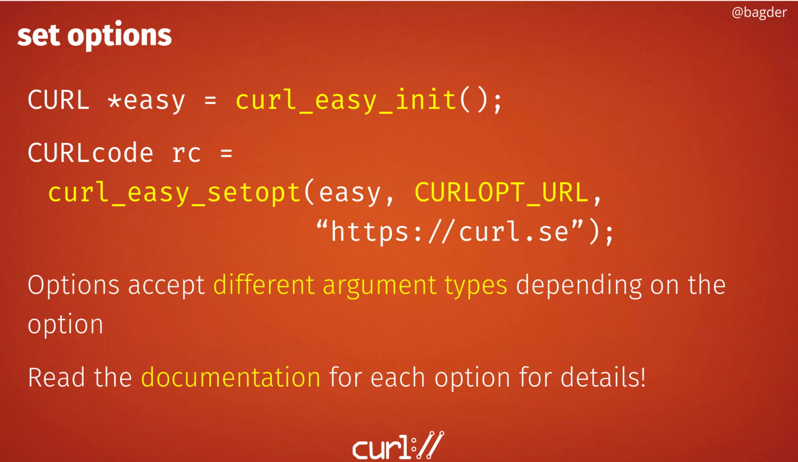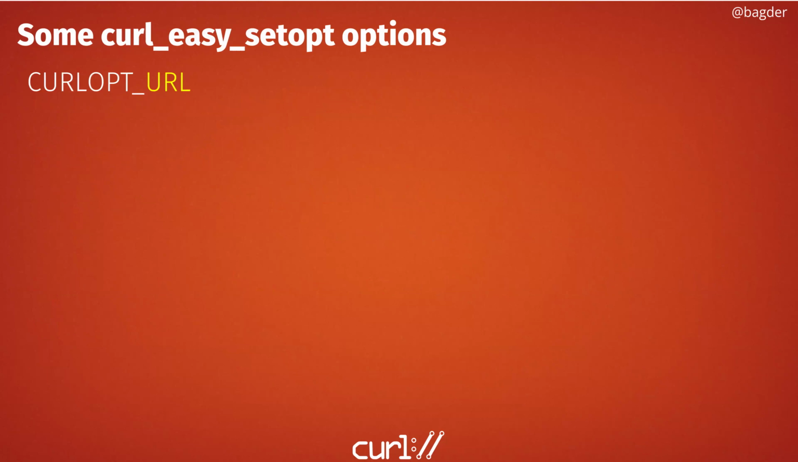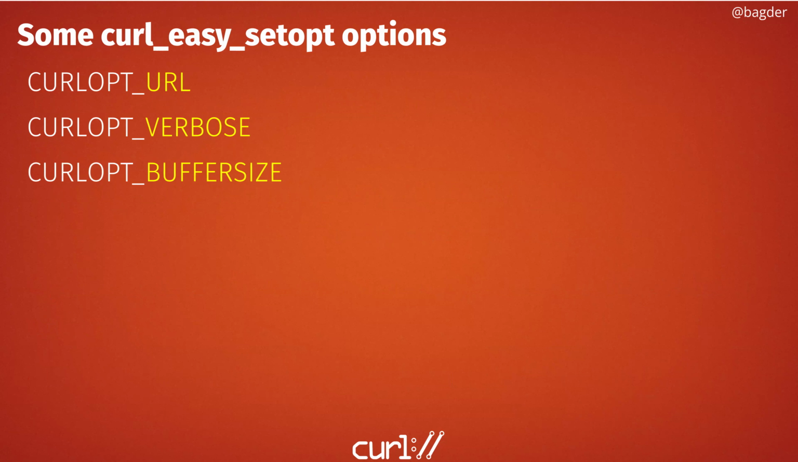Which is sometimes a little bit confusing, or you have to just read up and see how to use it, what kind of data it needs. Some of the common options: you set the URL, of course, for the transfer. Verbose mode, if you want it to speak a lot and tell you about what it's doing. Buffer size is how big an internal buffer libcurl will use when it does downloads. You can sometimes gain a little speed by increasing this, especially if you intend to do downloads over localhost or something where the network is extremely fast.